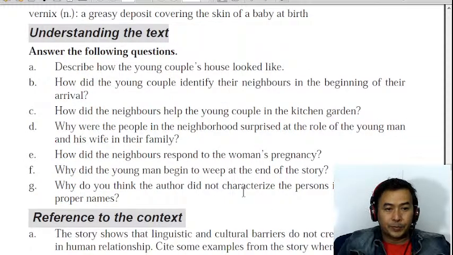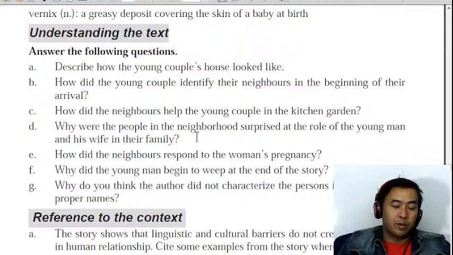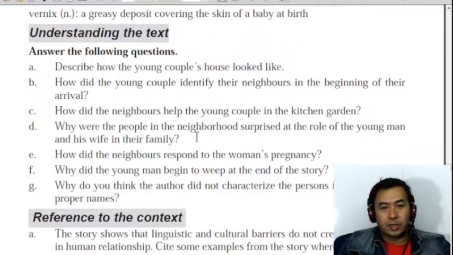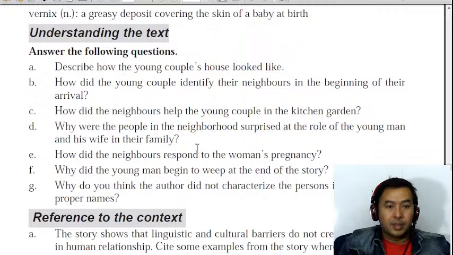Number D, why were the people in the neighborhood surprised at the role of the young man and his wife in their family? Because they were doing something different from what others expected. So it was a kind of surprise. The man was always reading his 20th century novel, while the woman was in a terrible situation. She was about to give birth, and she was doing normal work like anybody does. She was not being cared for in the house as a family member because they are isolated. They are a single family, so no fathers. However, they have the parents. Okay.